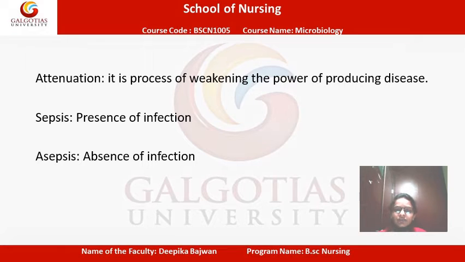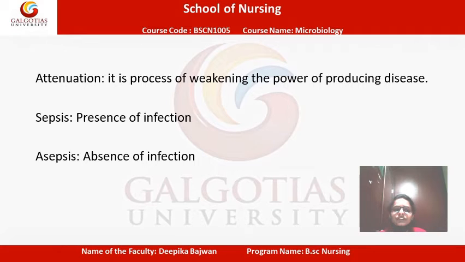For example, we use antibiotic therapy, we use some vaccines, we use some drugs when the patient is suffering from any disease condition. It means with the help of the antibiotic we are reducing the power of producing disease. So whatever process we are using, which includes antibiotic therapy and the drugs, helps in relieving the signs and symptoms. The signs and symptoms are relieved by reducing the power of producing disease. So this whole process is known as attenuation.